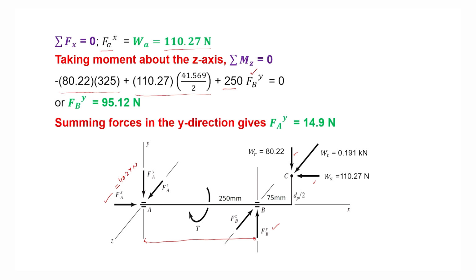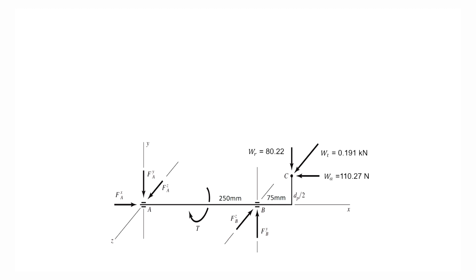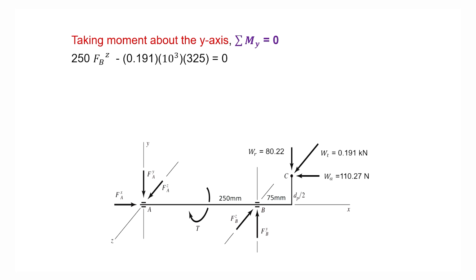Now, summing forces in the y direction gives FAY equal to 14.9 Newton. Next, taking moment about the y axis, that means the summation of moments about y equal to 0, provides us the value of FBZ. FBZ is equal to 249.3 Newton. Now, the summation of forces in the direction of z equal to 0 will provide you FAZ, and this is equal to 57.3.